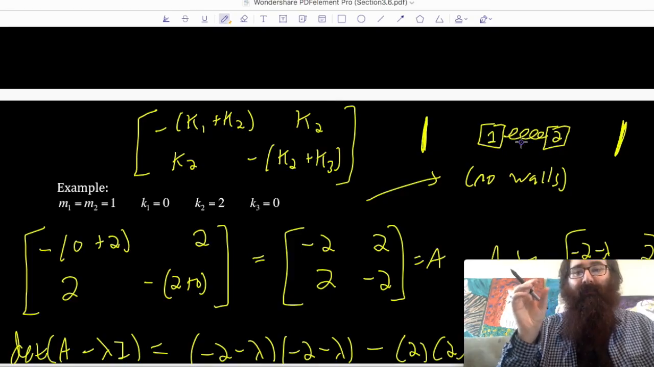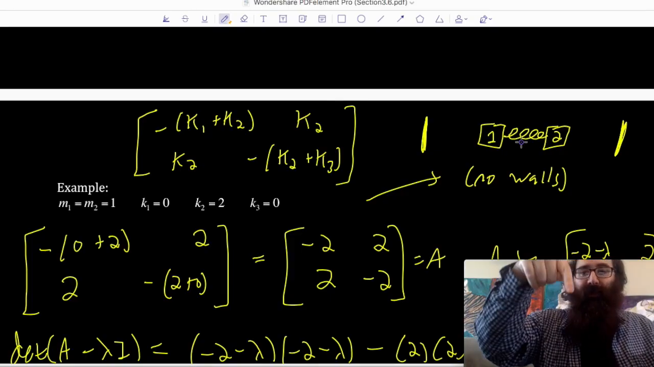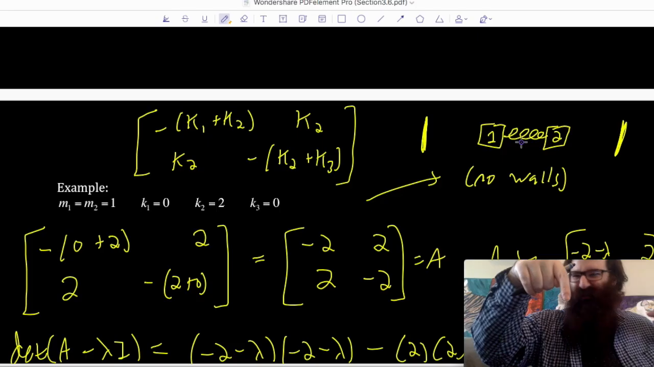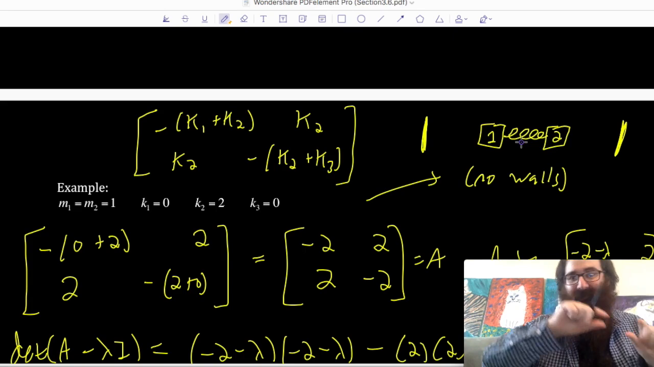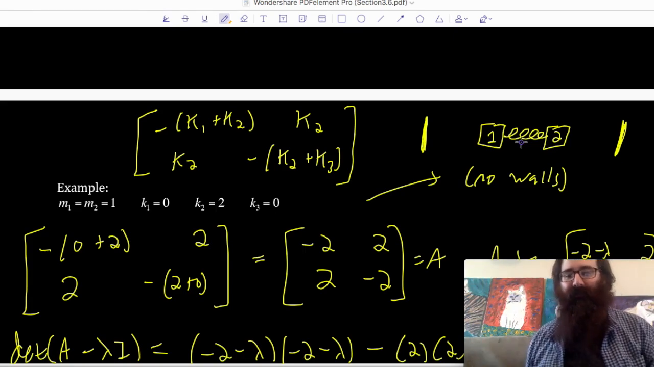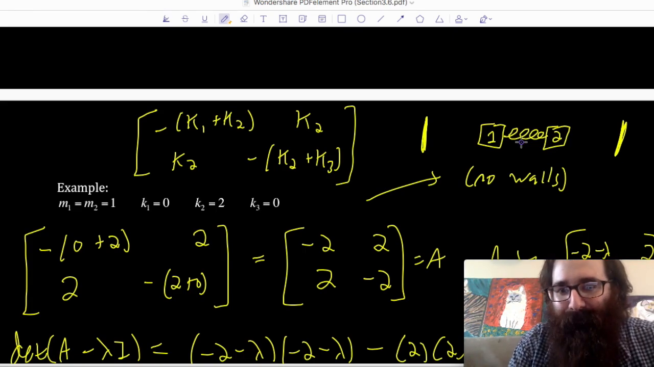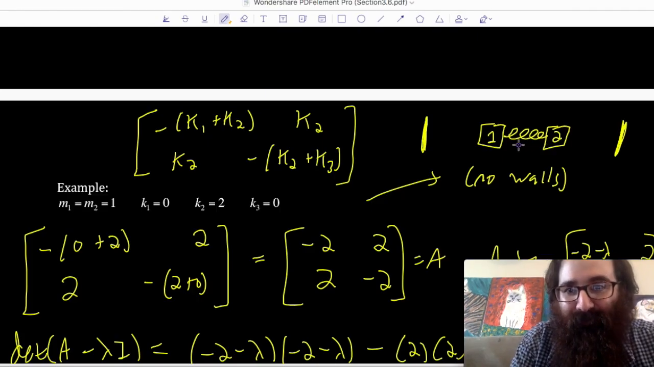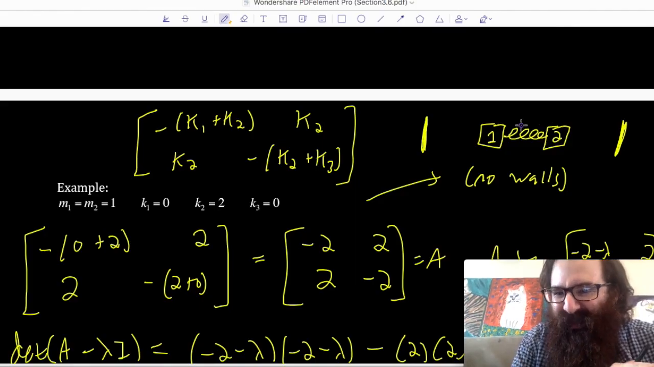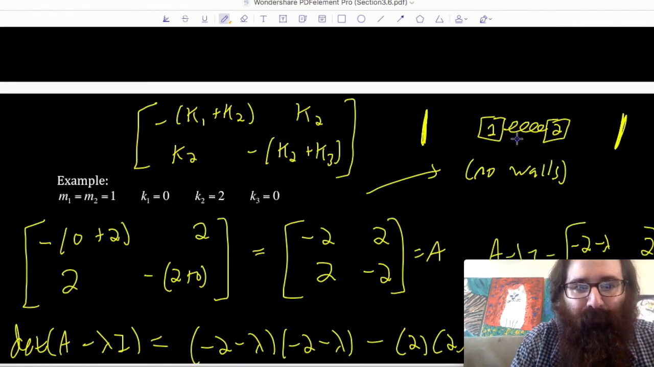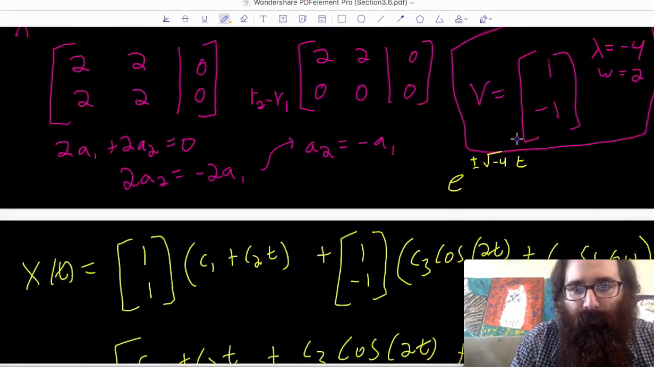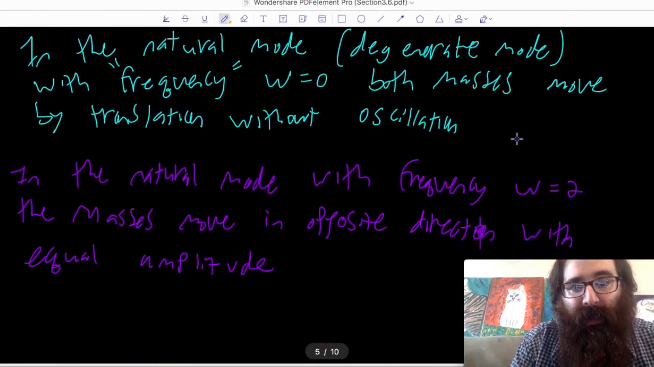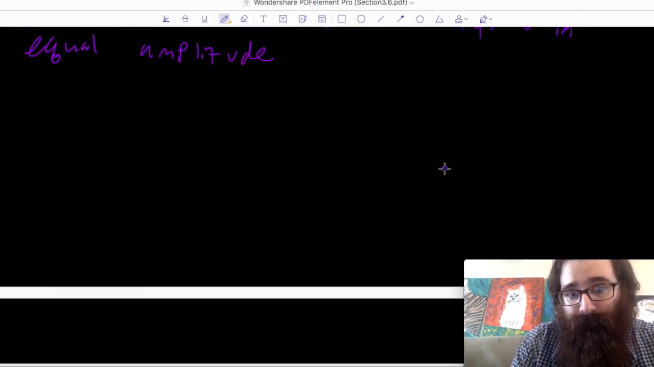Let's say I have two masses connected by a spring, and I hold on to one of the masses, and I pull that other mass back, and well, then it's just going to move by translation without oscillating. It's sort of a funny example to think about. If you had two masses connected with a spring, get a friend to hold one of the masses down, pull back the other one, and let her rip. And you're going to see that it's going to move by translation without oscillation. But then we have the other case where there is some oscillation that we can observe at that natural mode of frequency 2.